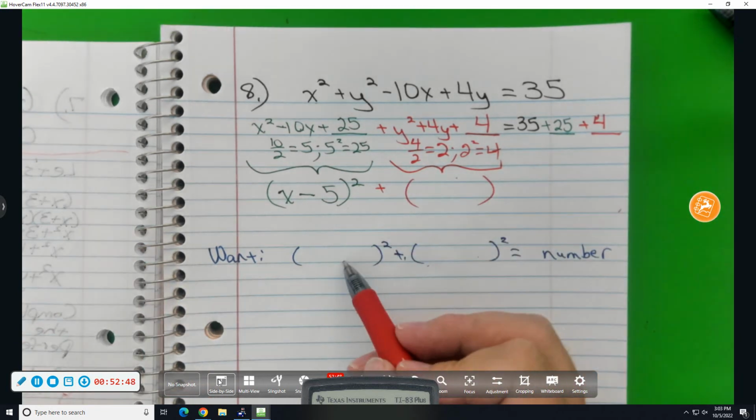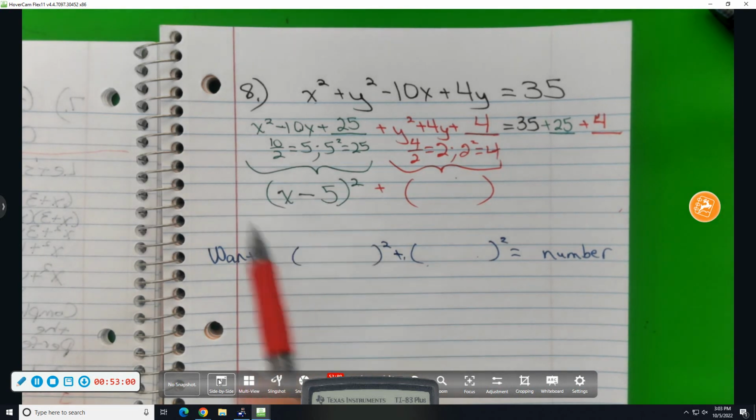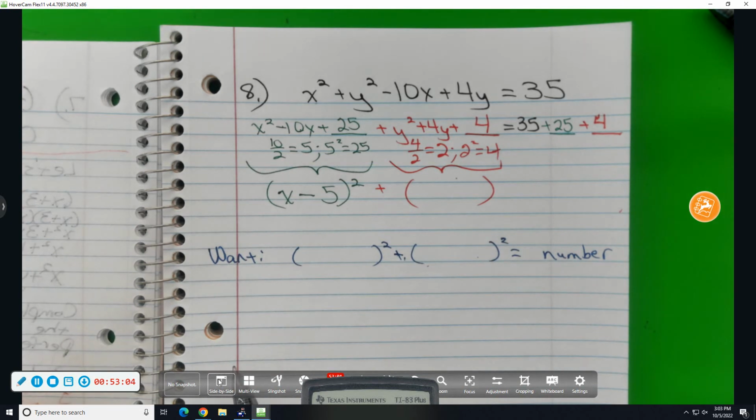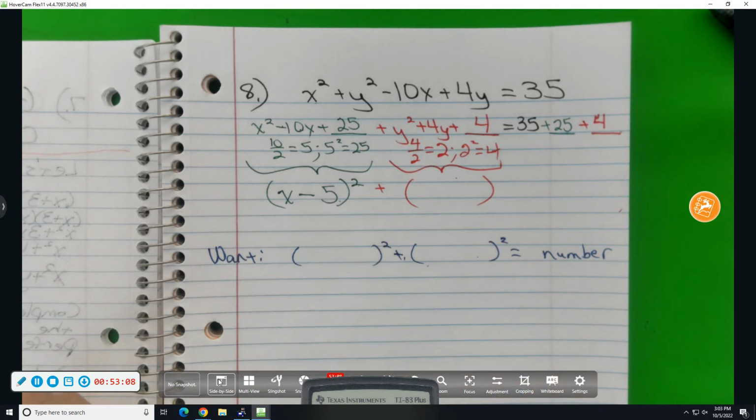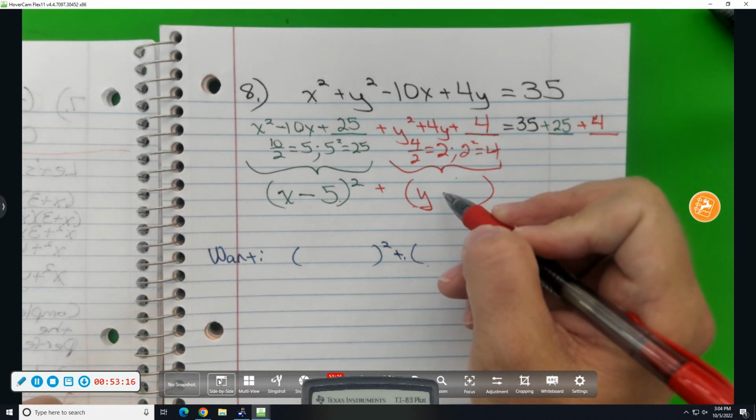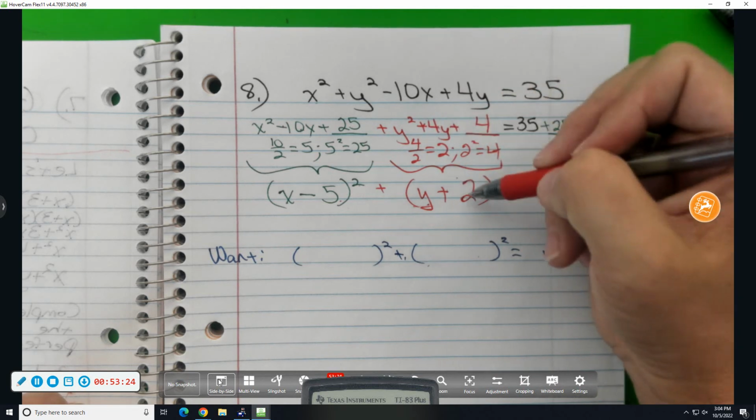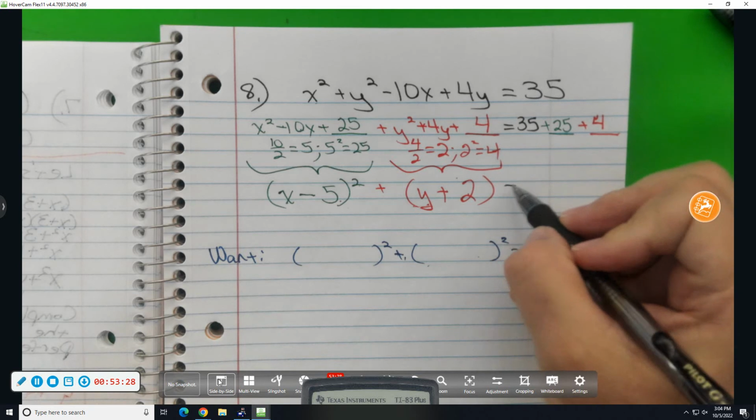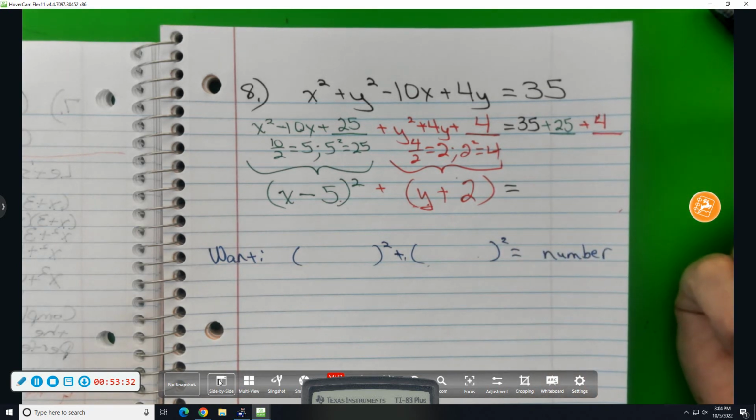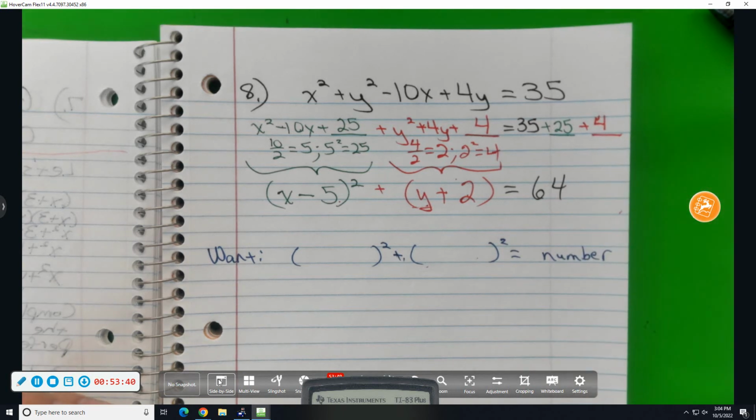Now follow that same pattern with the y's. Look at that. We're getting it in the form we needed. I can already tell what the x-coordinate of the center is going to be. What's the x-coordinate of the center? Change sign, so it's going to be a 5. What about here in these parentheses? Variable y, sign, number, half of that number was 2. What have we got on the right hand side? 35 plus 25 is 60, plus 4 is 64. Oh, this is working out nicely. What's the center of the circle?